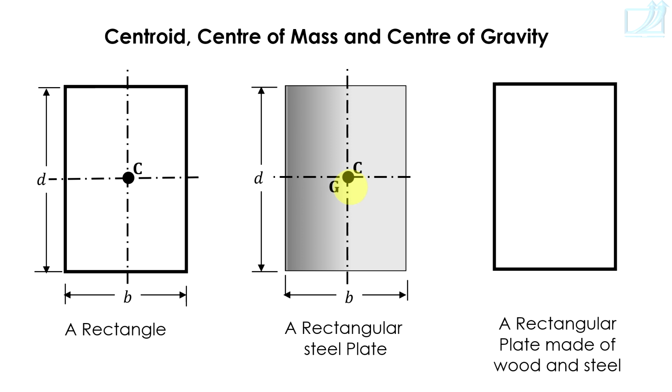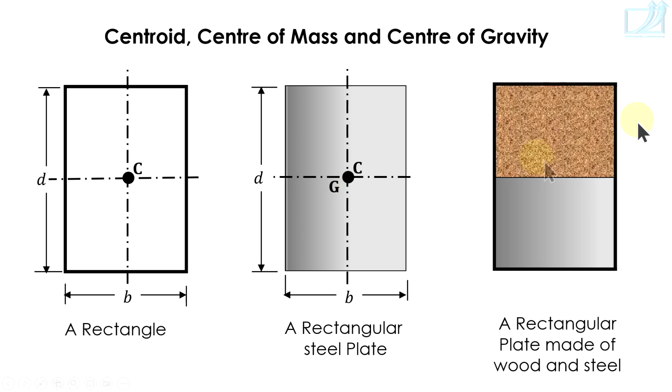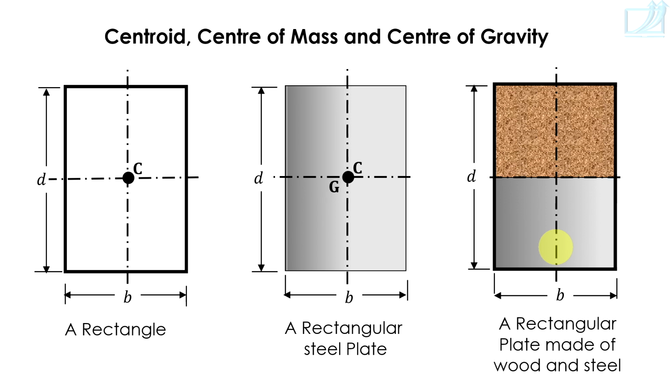Now here it is again a rectangular plate, but upper portion of the plate is made of wood and lower portion of the plate is made of steel. Now we can easily locate centroid of its shape. You know that density of steel is more than density of wood. Since lower portion has more mass as compared to the upper half, center of mass shifts closer to the lower edge.